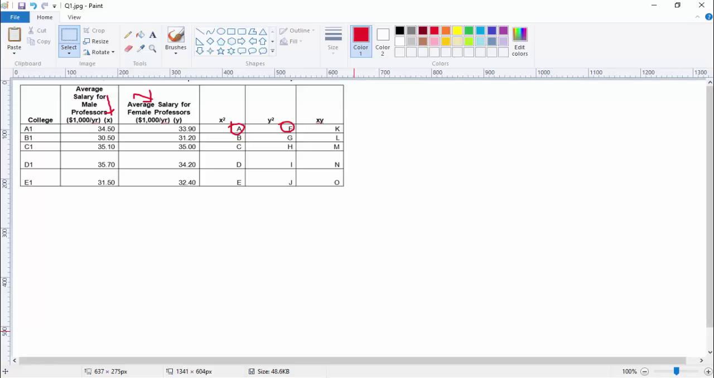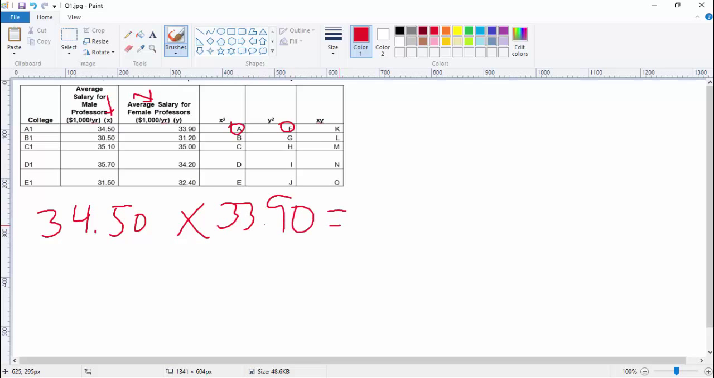What's this last one here? How do you get to XY? Well, it's a little like x squared and y squared, only you just take the x and the y. Remember, for A1, it's 34.50 times the y, which is 33.90. And that's going to equal whatever we put for k, which is 1169.6. So you get what's going on here, and that's what's going to go in here for k.